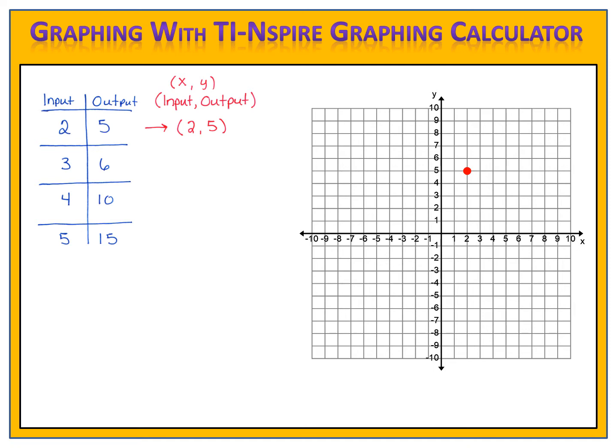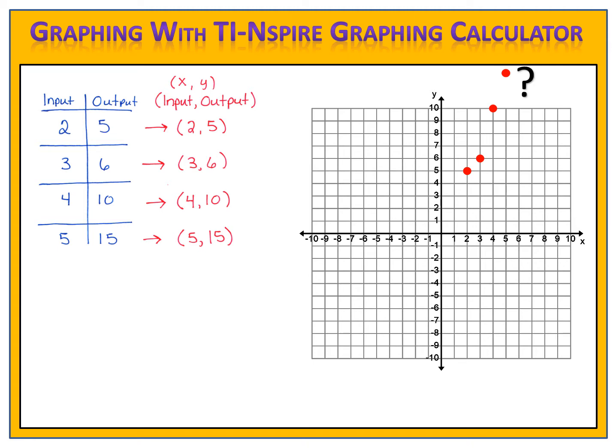When we have the input 3 and the output 6, we can write that as an ordered pair, (3, 6). Input 3, output 6. And then we can plot that point on the graph. Input 4, output 10. That gives me the point (4, 10). And once again, I can plot that point on the coordinate plane. Input 5, output 15 corresponds with the point (5, 15). And of course I can plot that point on the graph, except, well, on my graph it doesn't really fit.